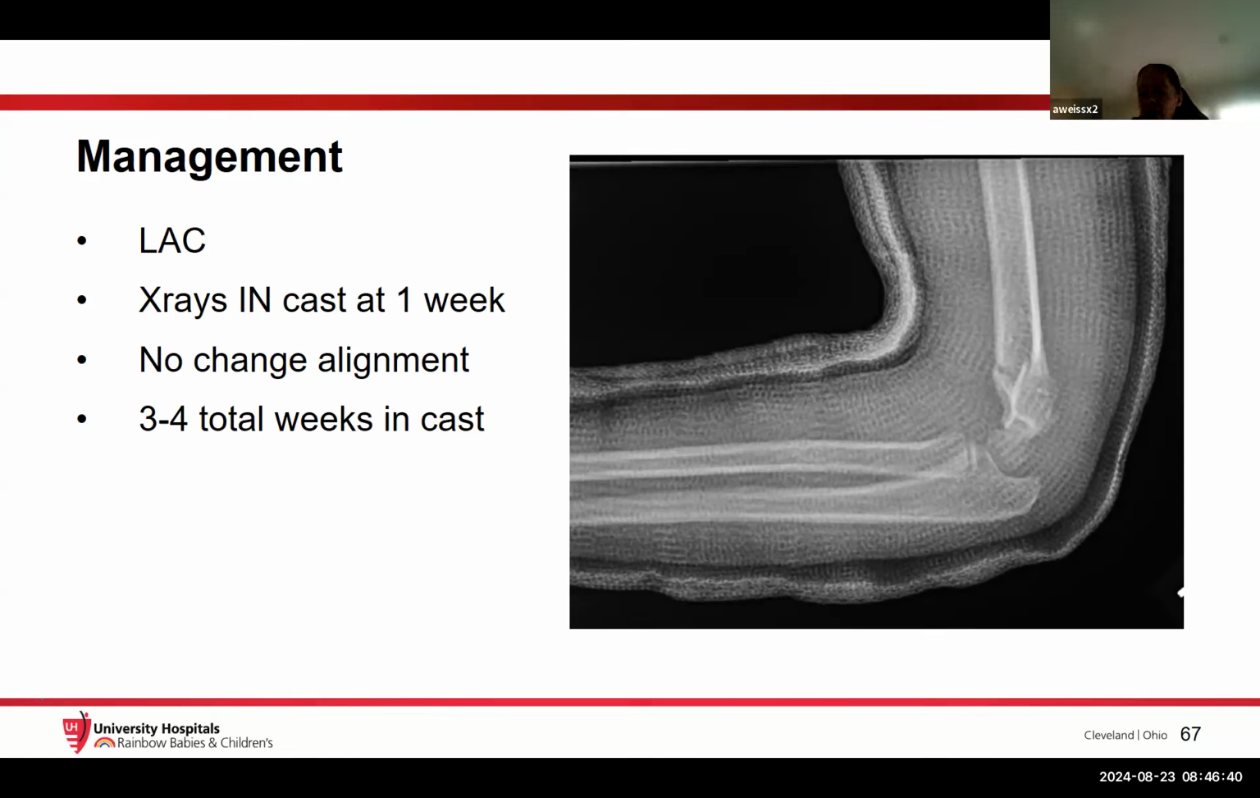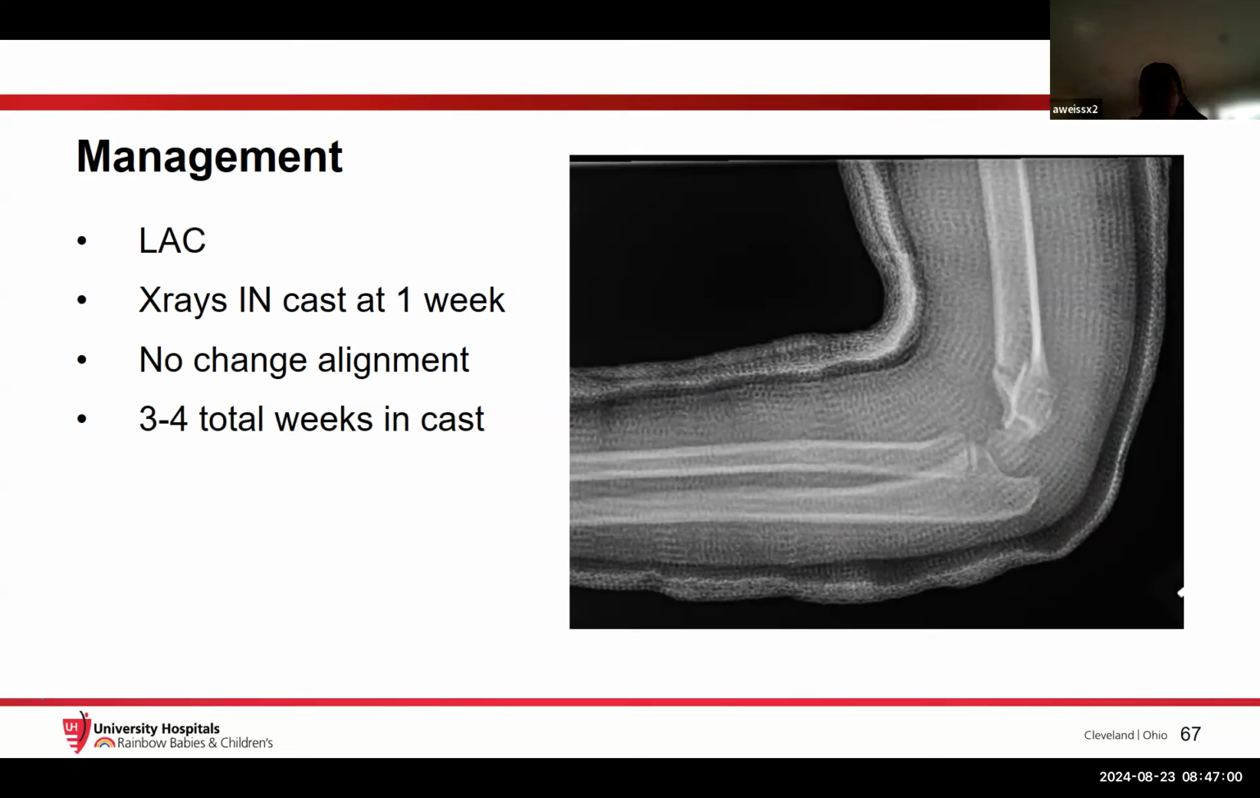So we brought her back another 2 weeks later because she was a gymnast. So she was in the cast total, I think, for about 3.5 weeks. And then we got her out, and I saw her last week in Solon, and she's going back to gymnastics now. She has about 10 to 15 degrees decreased range of motion in flexion, but she has full extension. If she never gets that flexion back, she'll be fine.